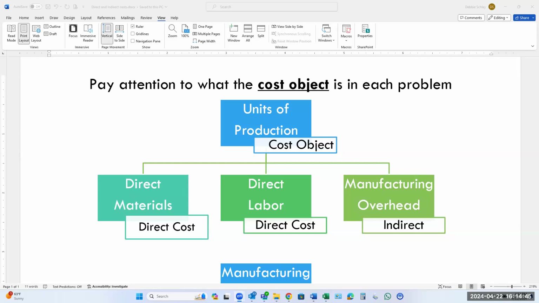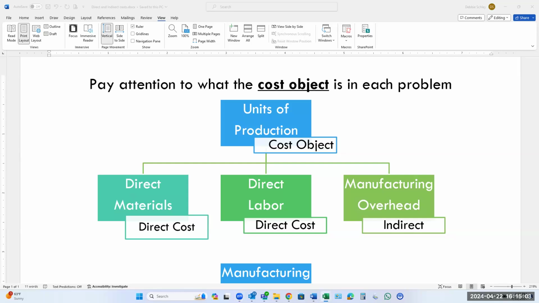So as you go through question one, just look at what is the cost object and then look at the cost and see, can this be directly connected back to the cost object itself?